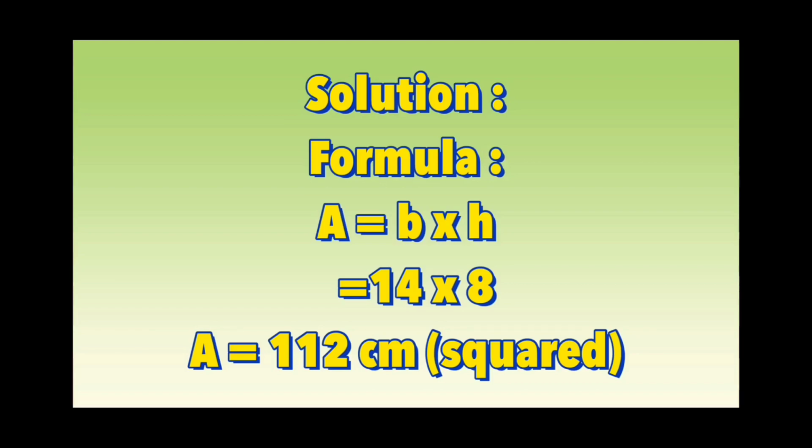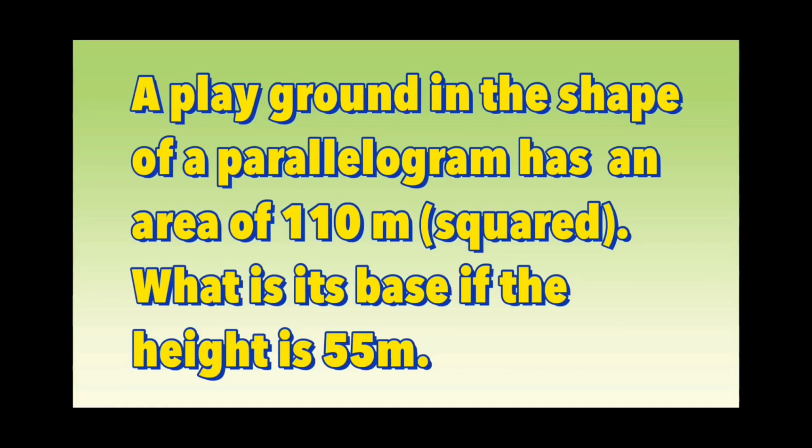Then we have to substitute. The given base is 14 times the given height is 8. And we're going to find the product. 14 times 8 equals 112 square centimeters is the area. Okay, that's the answer for number 1.